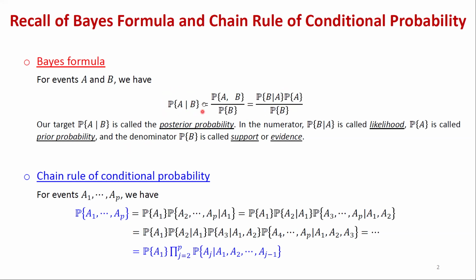So first of all, this P(A given B) is called the posterior. This P(B given A) is the likelihood. P(A) is the prior, and P(B) is the support. Be careful: as B is given, this P(B) is a constant. And later we'll see this P(B) is ignored because it's just a constant. Who cares? When we do optimization, a constant doesn't matter.